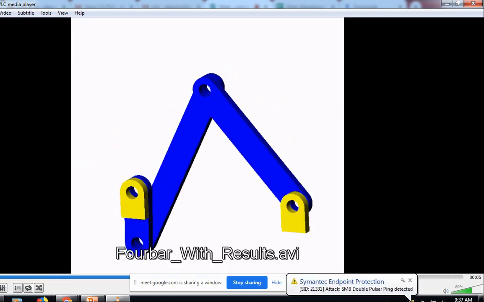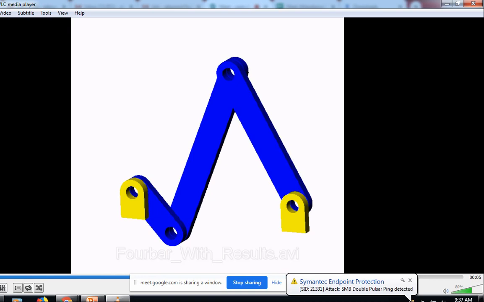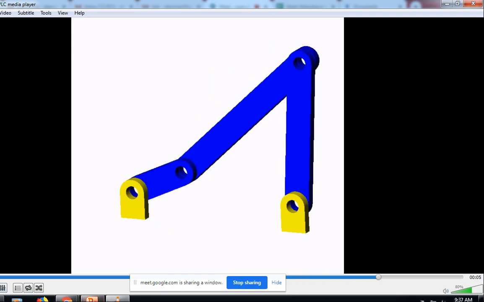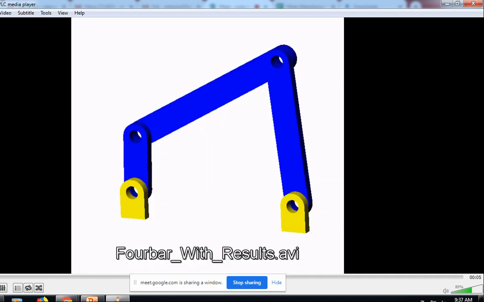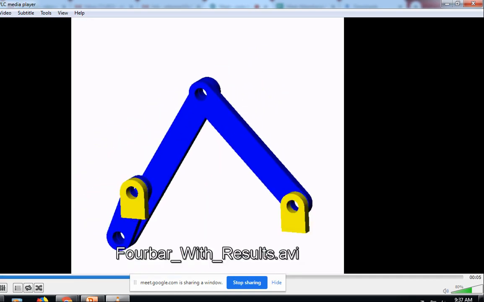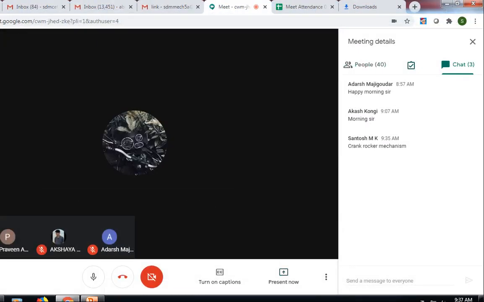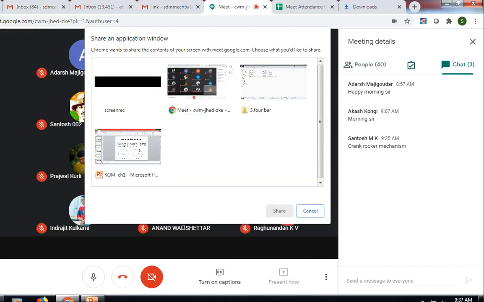So I told you, I'll just pause this. This one is known as the crank. I told you this is the crank, this is the coupler which is connected, and this one is the rocker. So here the motion is only between the crank and the rocker. Okay, so that becomes the crank rocker. See this, the entire crank rotation is going to take place, and only oscillation takes place for the rocker.